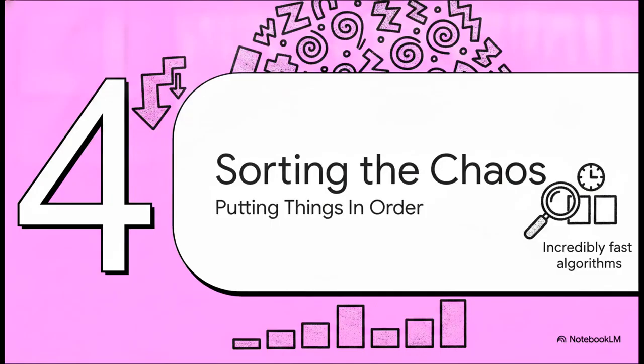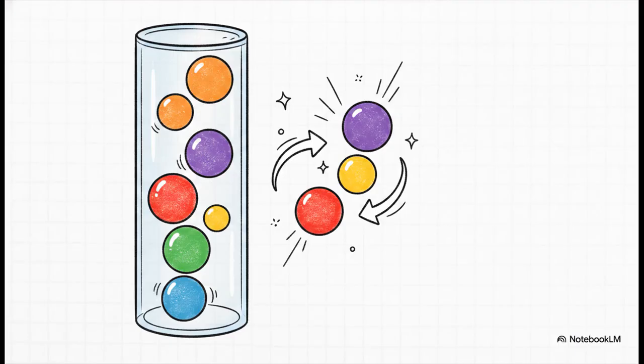Since incredibly fast algorithms like binary search only work on sorted data, we need reliable ways to actually sort the chaos first. Which brings us to Section 4, sorting the chaos, putting things in order. The absolute most basic approach to sorting is called bubble sort. In this method, the algorithm repeatedly steps through a list, compares adjacent elements, and swaps them if they're in the wrong order. The larger elements literally bubble to the top through these repeated adjacent swaps.